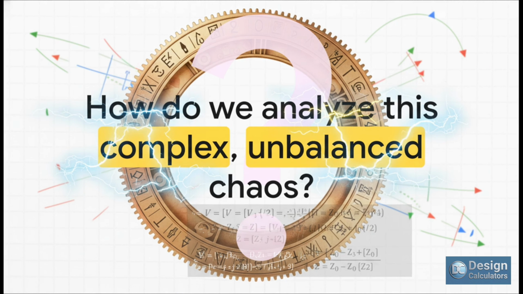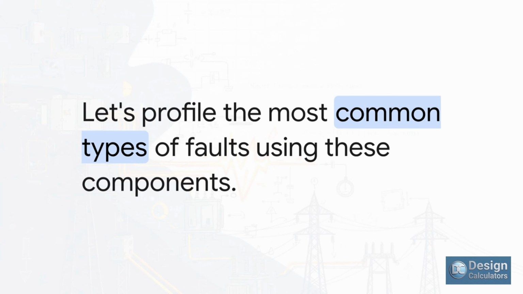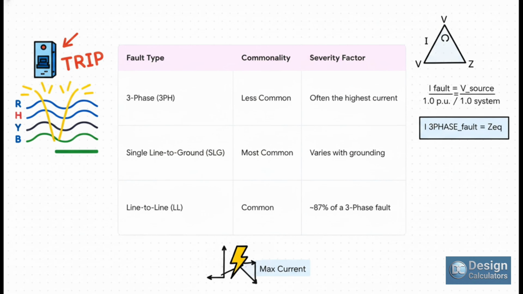So how do we even begin to analyze this? Well, engineers have a kind of secret weapon. It's called symmetrical components. Think of it as 3 different lenses to view the fault. Now let's use these lenses to look at the most common types of faults out there. And you can see right away why that 3-phase fault is usually the big one we design for.